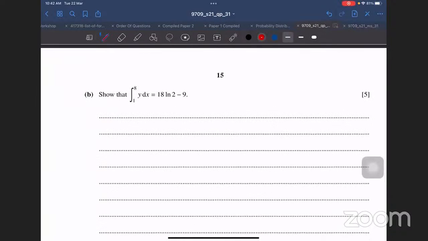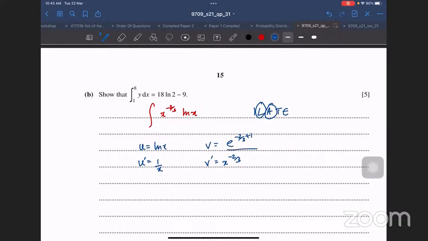Then I need to integrate this as well. Now this is what we call integration by parts. When you're doing integration by parts, you use something called ILATE. ILATE is an acronym that tells you which one to take first. So this is ln x. I have logarithmic and I have algebraic. So the logarithmic becomes u and the algebraic becomes v dash. U dash becomes 1 over x. V becomes x power minus 2 over 3 plus 1 divided by the new power.